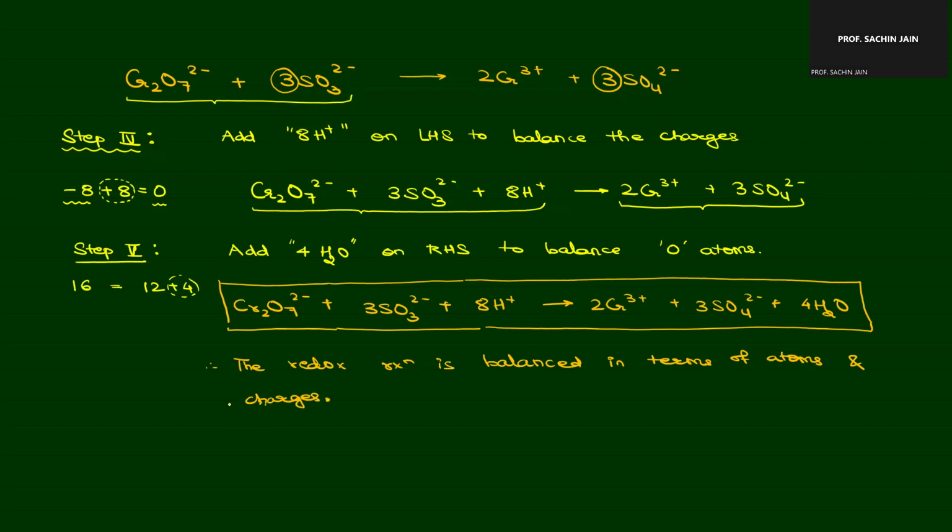This is how the redox would be balanced by the oxidation number method, and the medium is acidic. If a similar method is to be used for basic medium, only step number 4 would differ, where instead of adding the 8H plus, we would be adding 8OH minus on the opposite side. Meaning instead of the acidic H plus, we would add the basic OH minus. Rest all the steps remain the same.